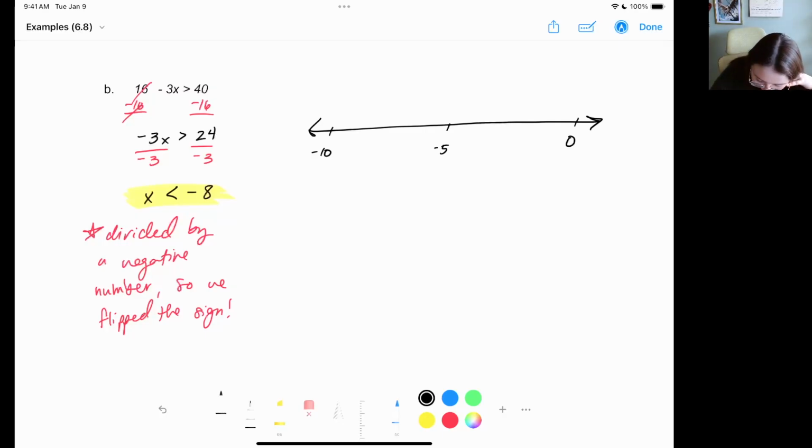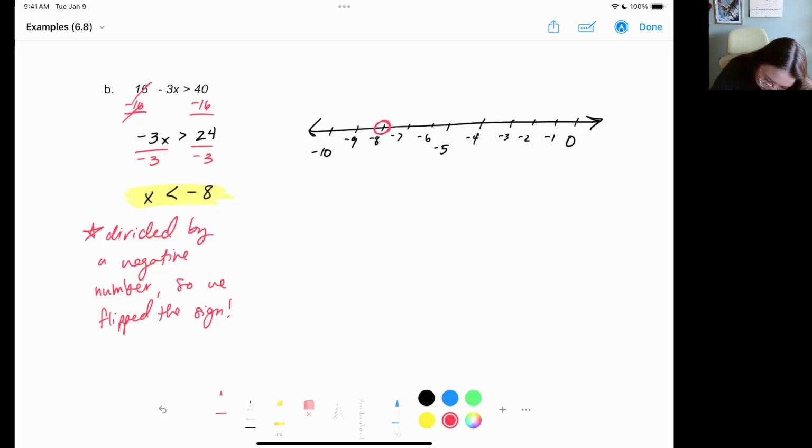So this would be negative 5, and then we just fill these in. 1, 2, 3, 4, 6, 7, 8, 9. So this is negative 1, negative 2, negative 3, negative 4, negative 6, negative 7, negative 8, negative 9, negative 10. There we go. So we filled in our number line. And now when we write this in, okay, this is x less than negative 8. So it is not filled in because it can't include negative 8. So it's going to be that open circle.